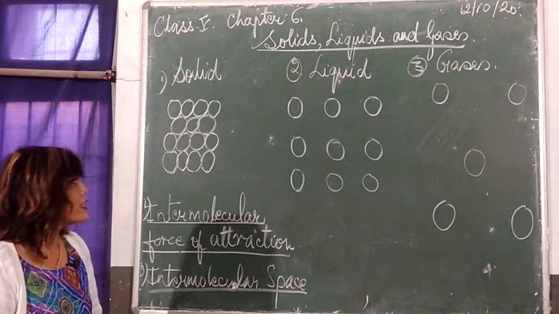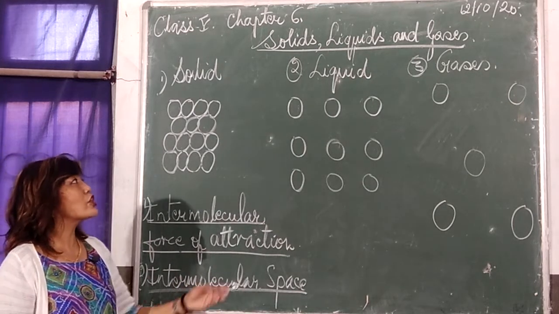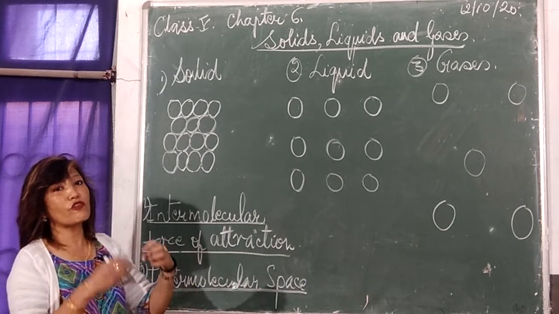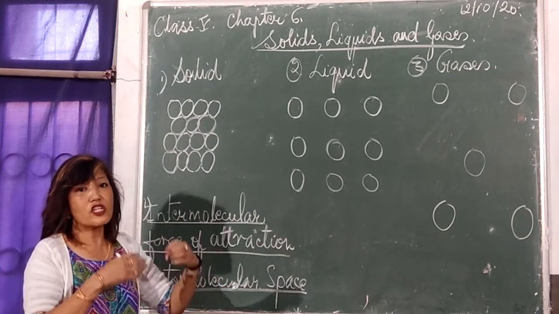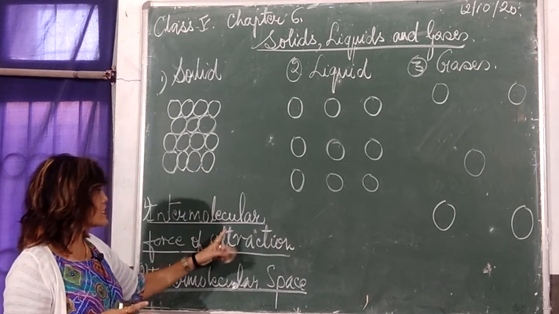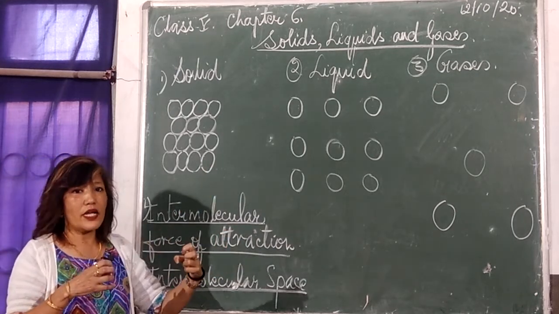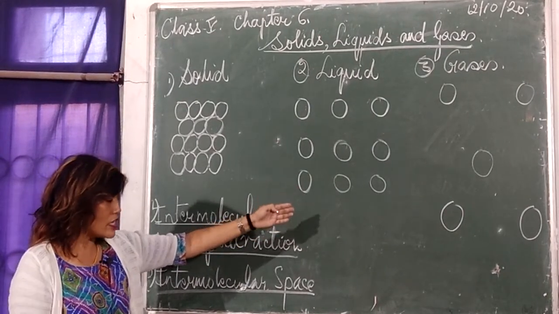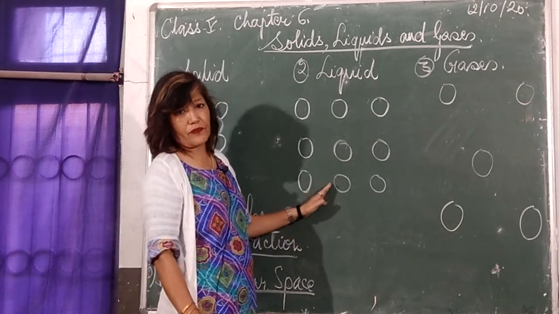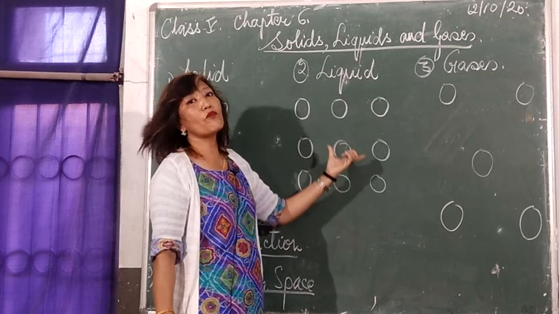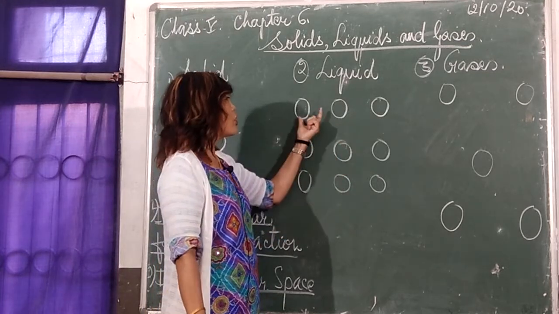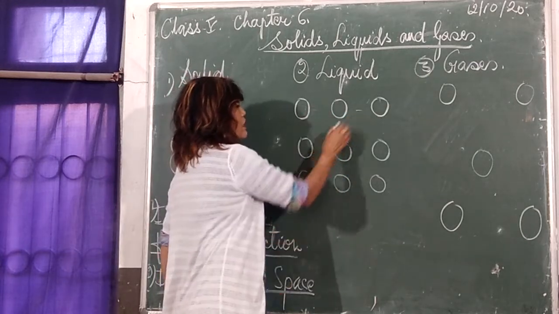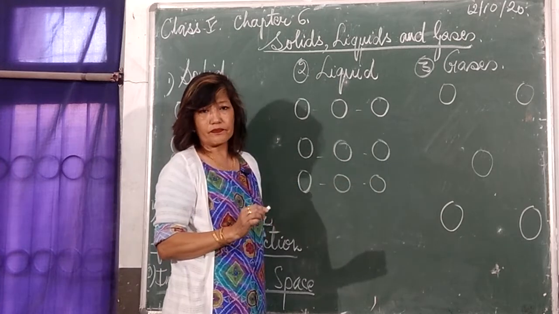Okay? Now the next one is liquid. So how are the molecules arranged in liquids? Now in liquids, the intermolecular force of attraction is weaker than that of the solid. Once the intermolecular force of attraction is weak, then the molecules have intermolecular space, which means there is a space between the molecules. Is that clear? So how are the molecules arranged in liquid? Now the molecules are loosely packed. Loosely packed means there is a space between the molecules.